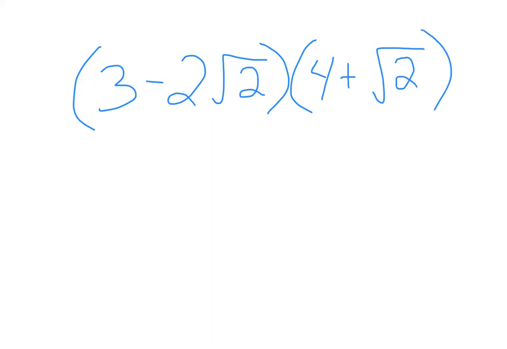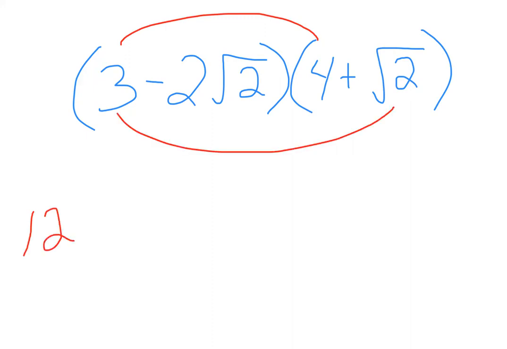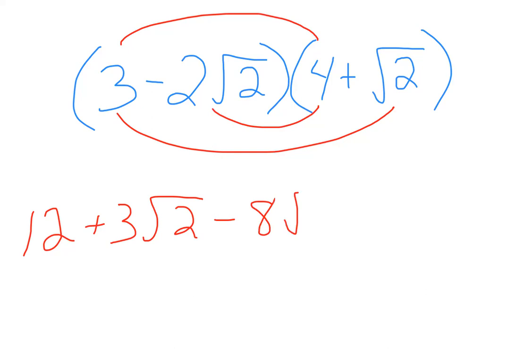All right, pause the video. Let's see if you can FOIL it. Hopefully you will come up with the same answers I did. So 3 times 4 is 12, plus 3 radical 2, minus 8 radical 2, and last gives me a negative 2 radical 4. Well, that's really 2. So that's what? 2 times 2, which is 4.